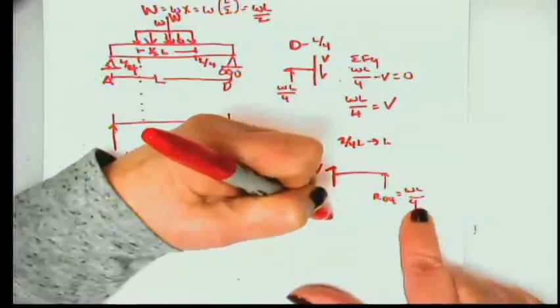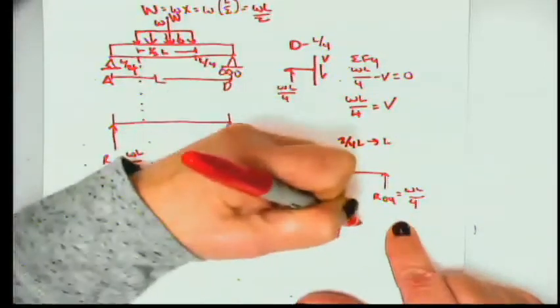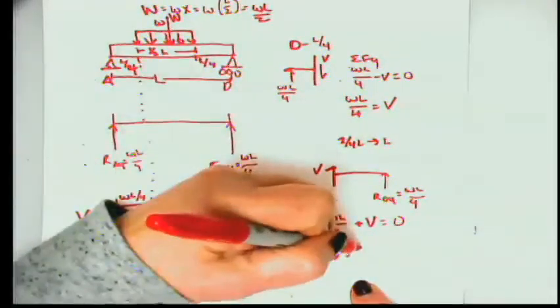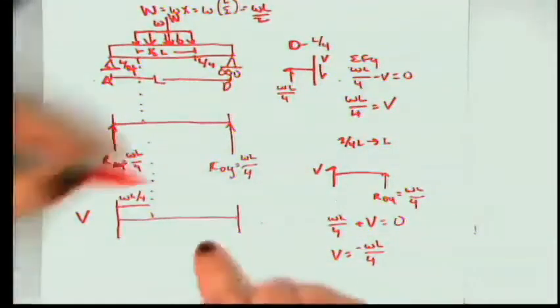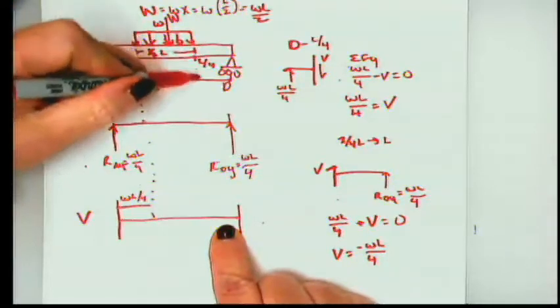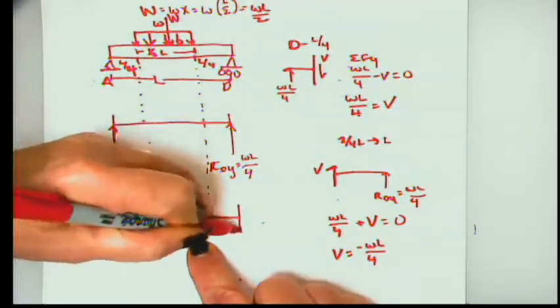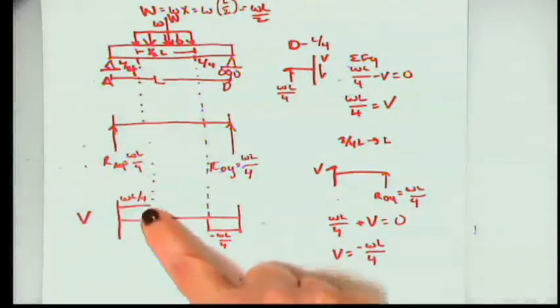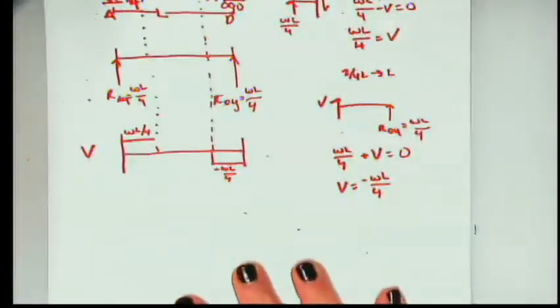And so here I get, this is positive WL over 4, and here I have plus V equals 0, which tells me that V is equal to negative WL over 4. So that means from here to here, the end of the beam, this is going to be negative WL over 4. What happens from here to here, that's the new part.